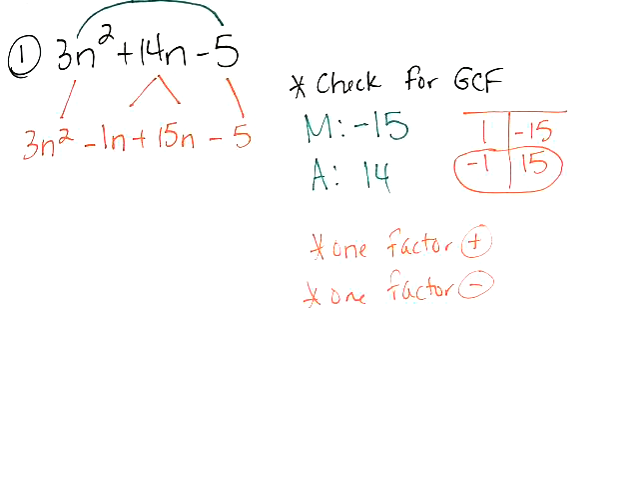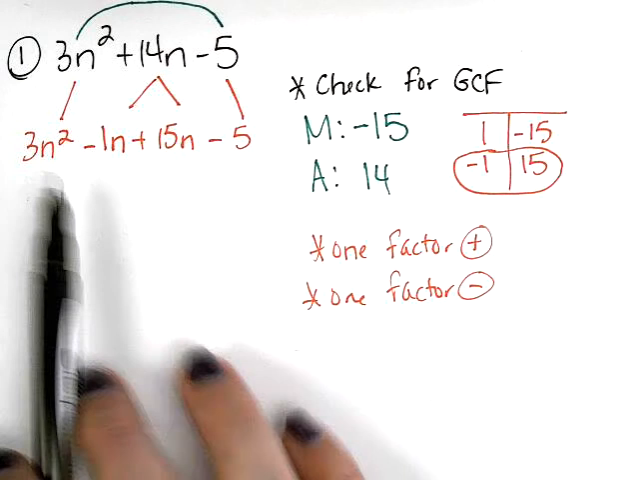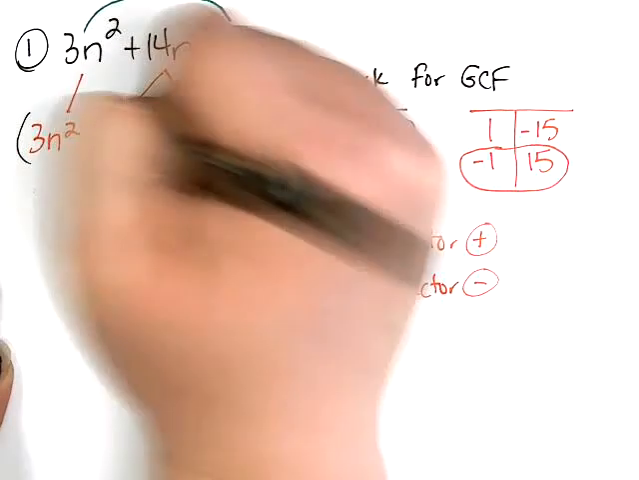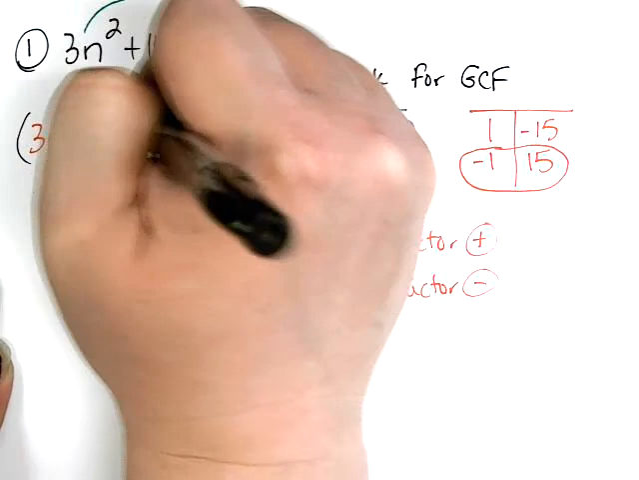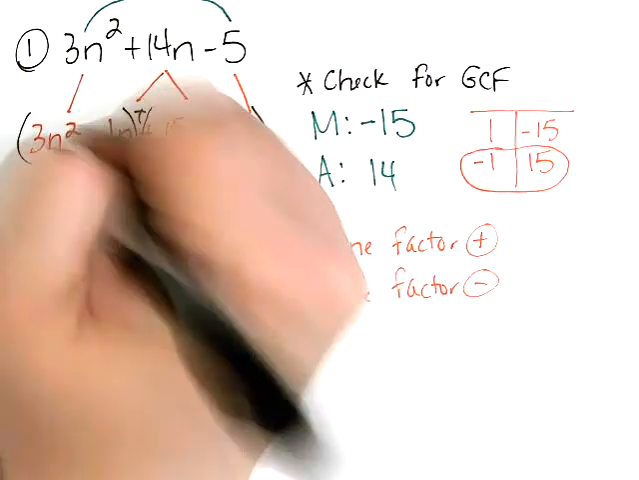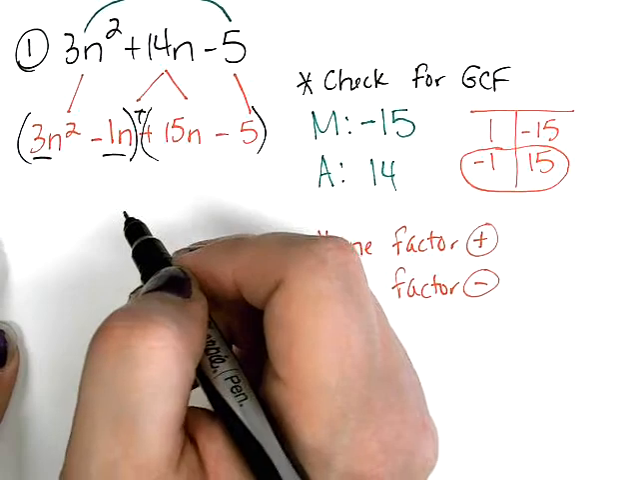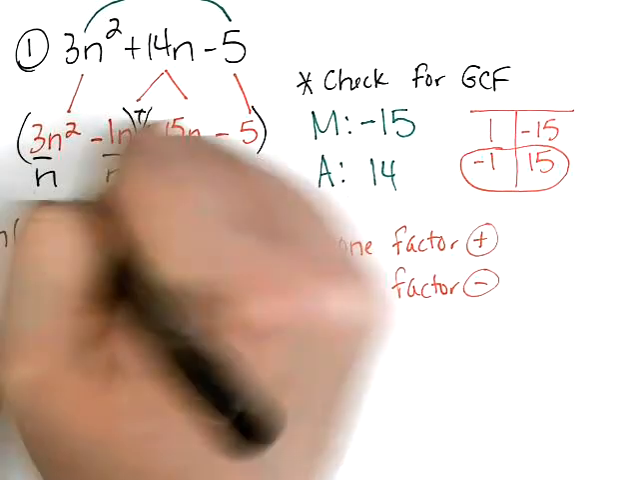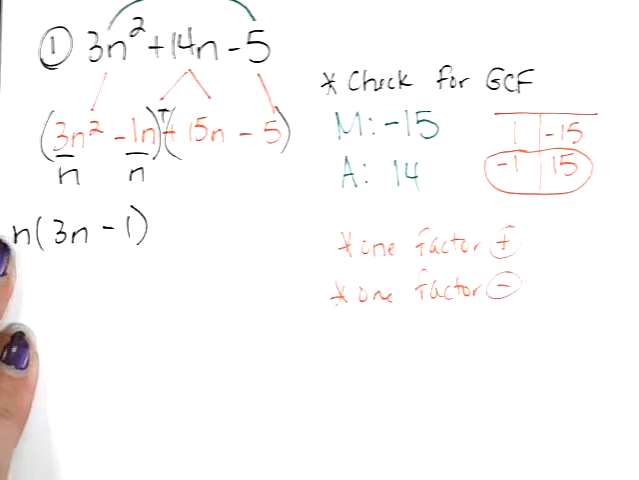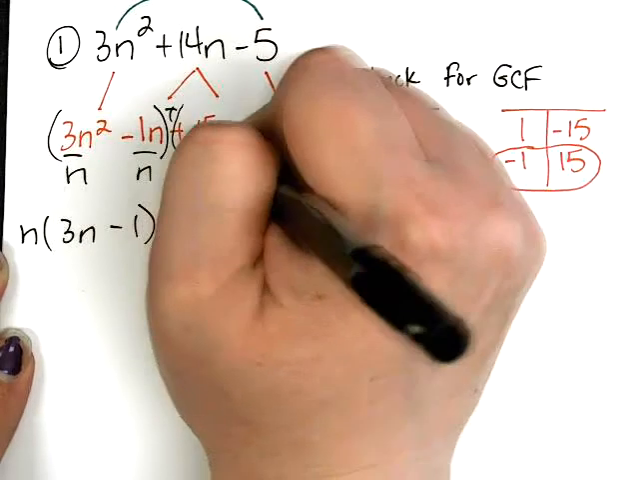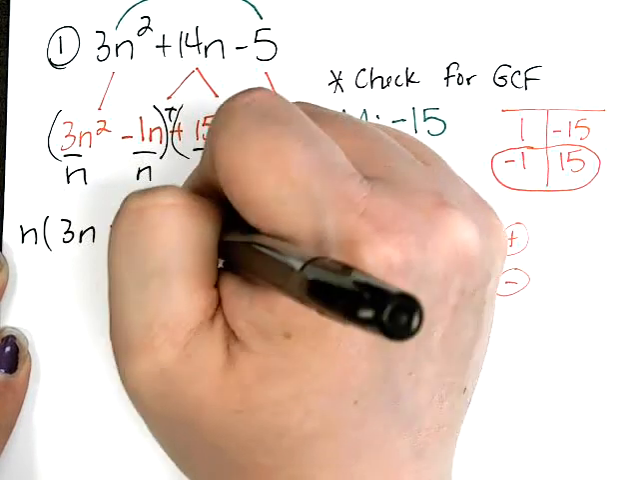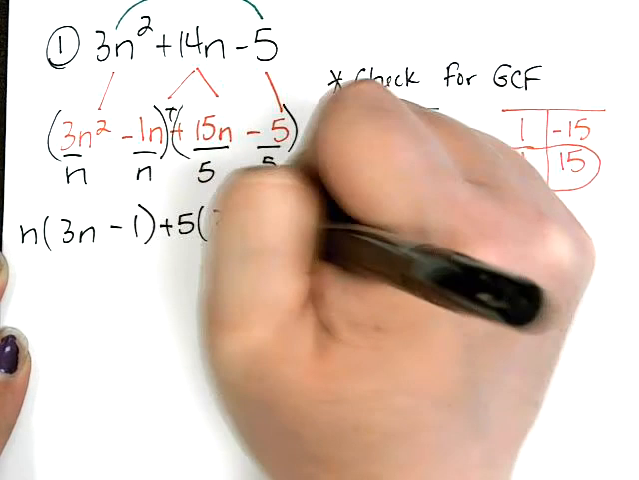Okay, and now we are going to do what you guys have been doing for a couple of weeks now, and we are going to factor by grouping, because there are 4 terms. 1, 2, 3, 4. So we group our first 2 terms together and our second 2 terms together, and we look for the GCF. So the GCF between 3n squared and negative 1n would be n. If we factor that out, we're left with 3n minus 1. And the GCF between 15n and negative 5 would be 5. So I'm going to put that out front, and I'm left with 3n minus 1.